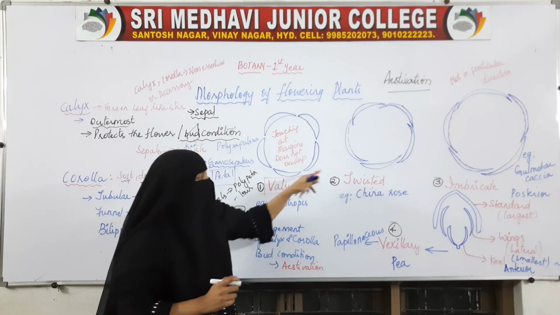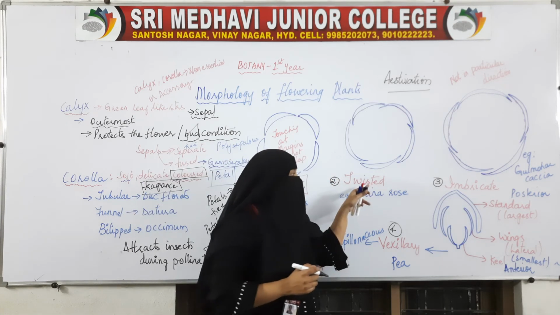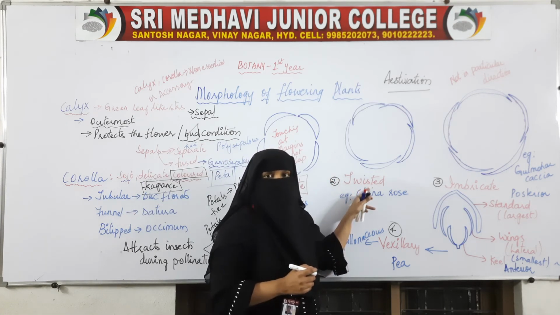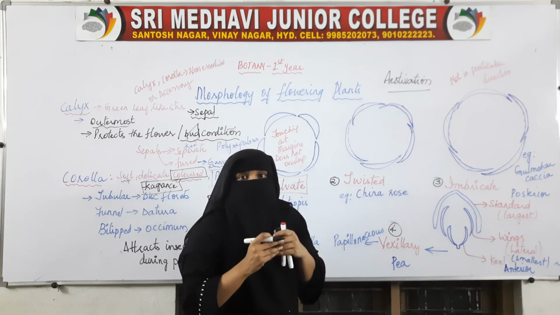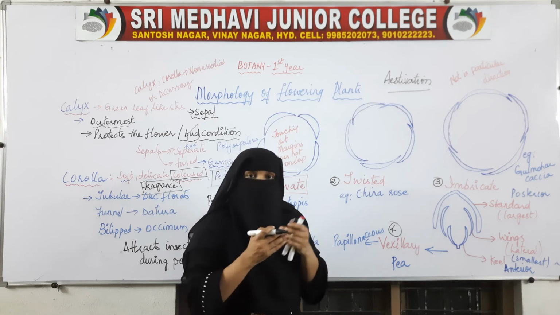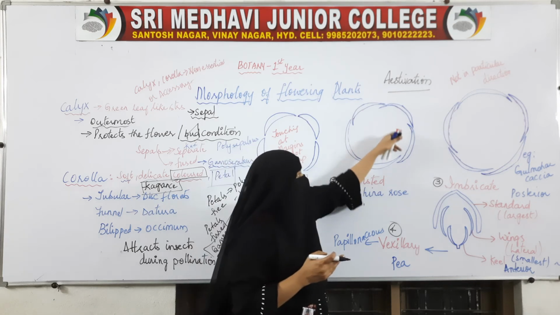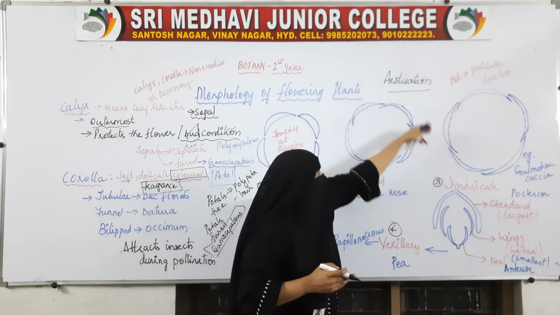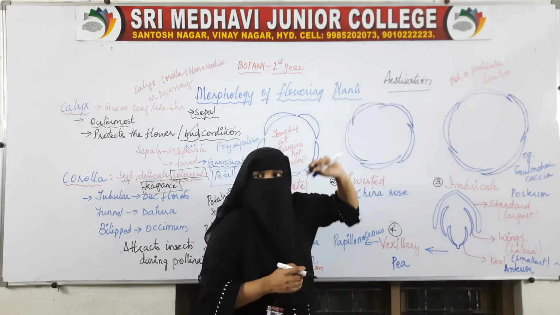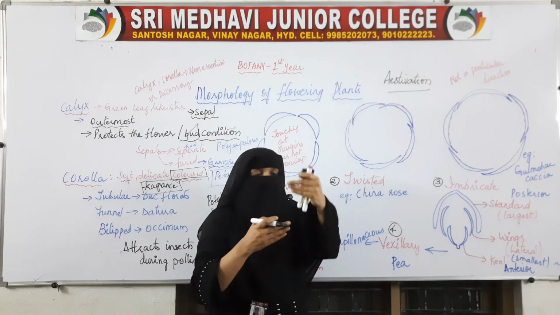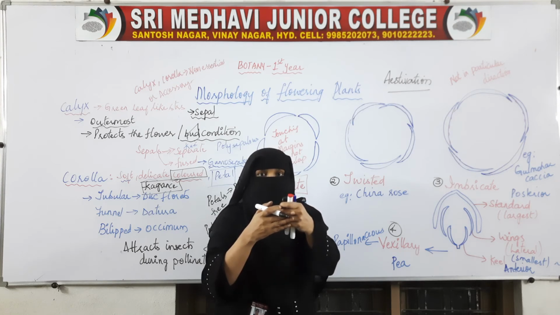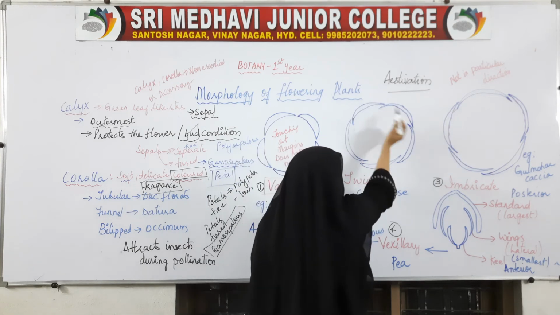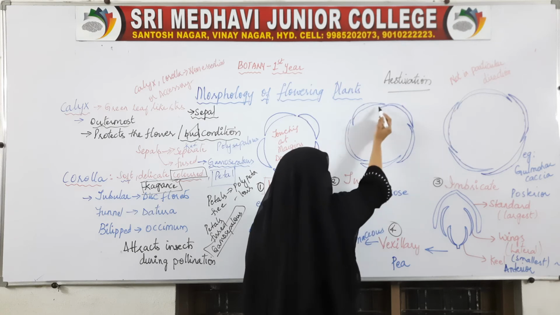Now the next type of estivation is twisted estivation. In this type, there is overlapping of petals or sepals. For example, this is the arrangement of sepals, and the same will be the arrangement of petals. Here this is one petal, this is another petal. Both of them are overlapping each other. One is in, one is out. Here overlapping is seen.